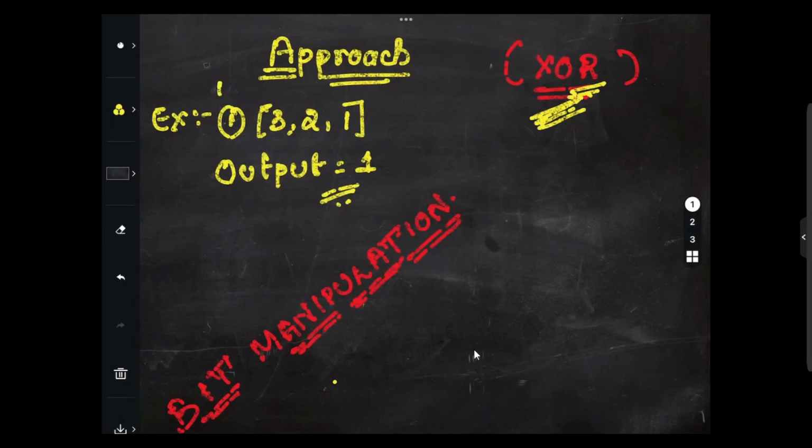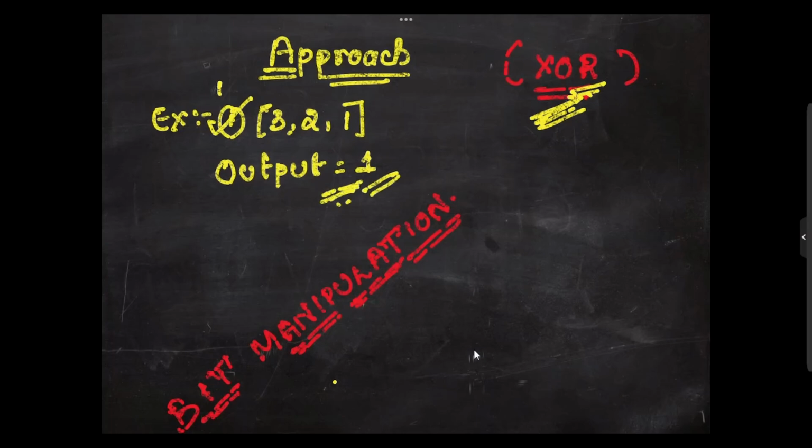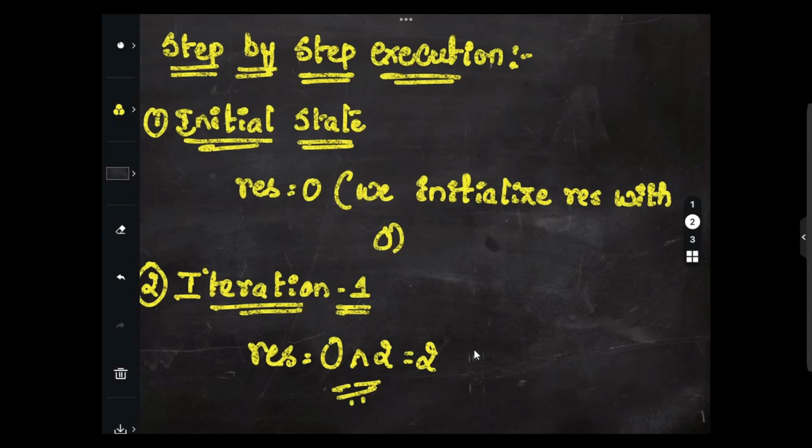Here I have considered the same example, the first example given in the question, so that it will be easier to understand. The output should be 1 in this case. Before going to the step-by-step execution, let me explain certain things. We can solve this problem using the XOR operation, this symbol, which has the following properties.